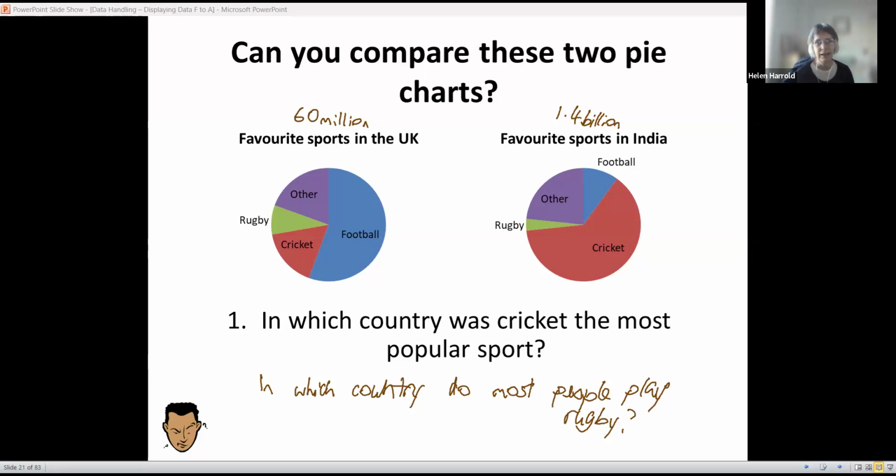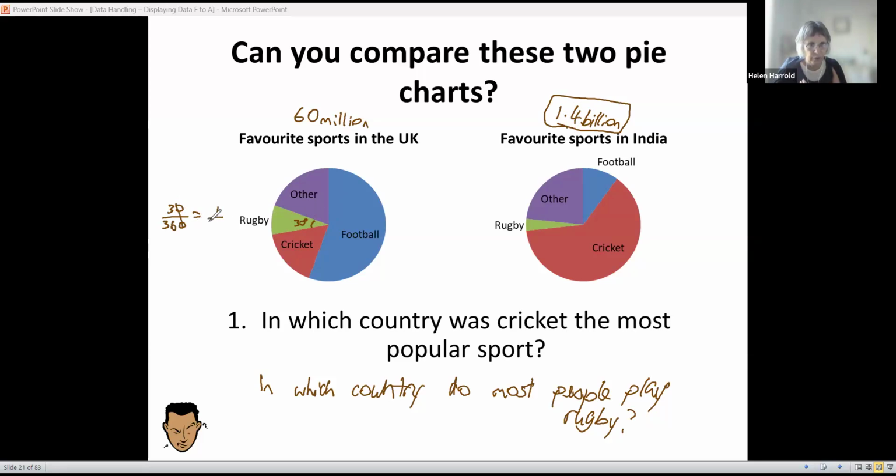Anyway, this is always a trick question, isn't it? Which country do most people play rugby in? Well, obviously the UK, but it's not. When you think about it, there's this proportion. So let's say this is, I don't know, 30 degrees. So we worked out that was 30 out of 360.